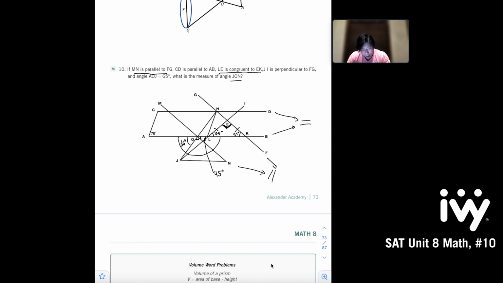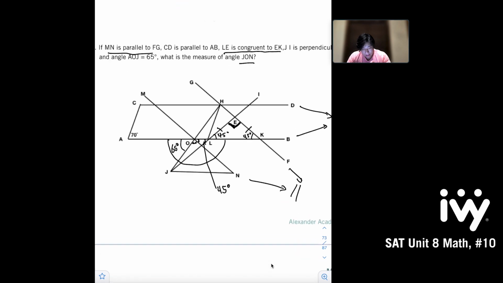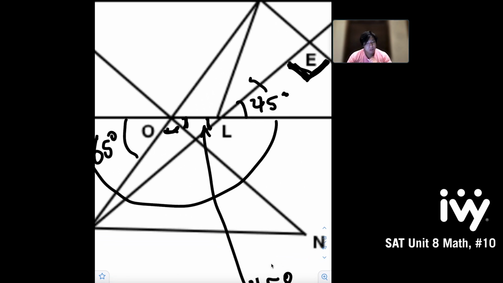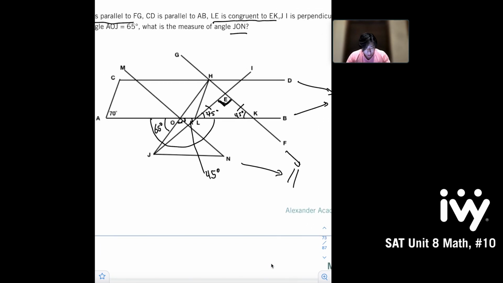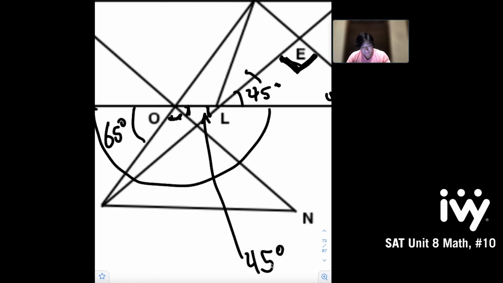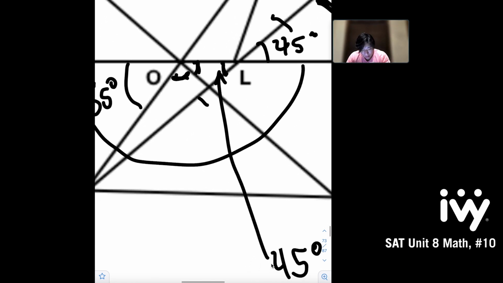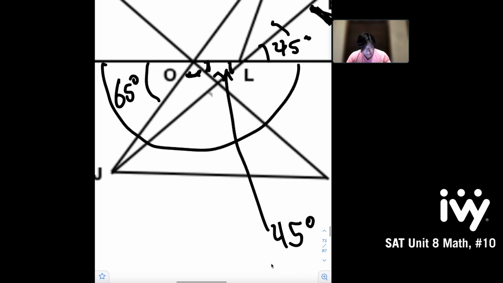Now, we're super close. We have this angle in here, but we still have two other unknown angles in this little triangle right here. So what can we do about that? Well, we see that because MN and FG are parallel, and JI is perpendicular to FG, we must know that JI is also perpendicular to MN. So we actually have a right angle right here, which means we also have a right angle in here. So if this is a right angle, and this is 45 degrees, then this must also be 45 degrees.